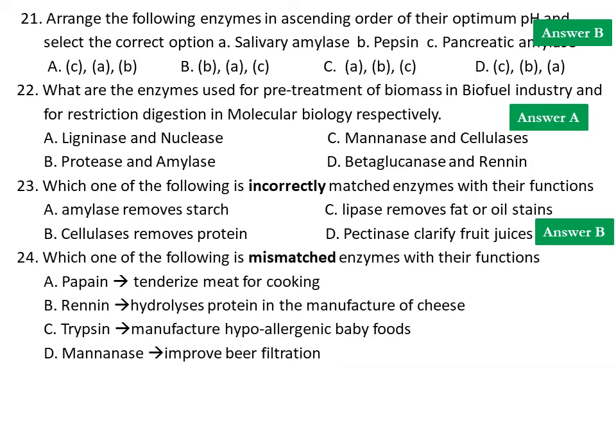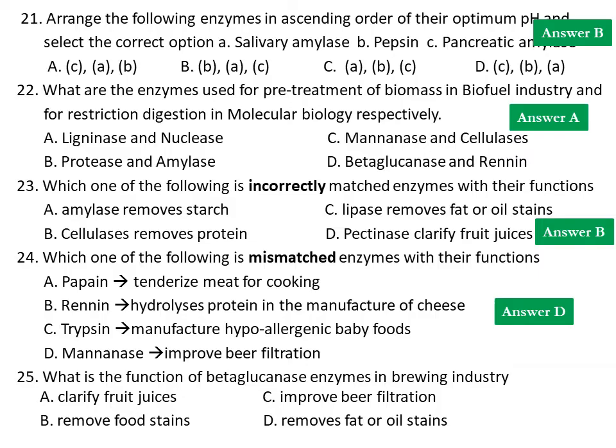Question number 24. Which one of the following is a mismatched enzyme with its function again? A. Papain tenderizes meat for cooking. B. Rennin hydrolyzes protein in manufacturing cheese. C. Trypsin manufactures hypoallergic baby food. D. Mannanase improves beer filtration. So the incorrect one is D. Mannanase does not improve beer filtration. It is a function of beta-glucanase.